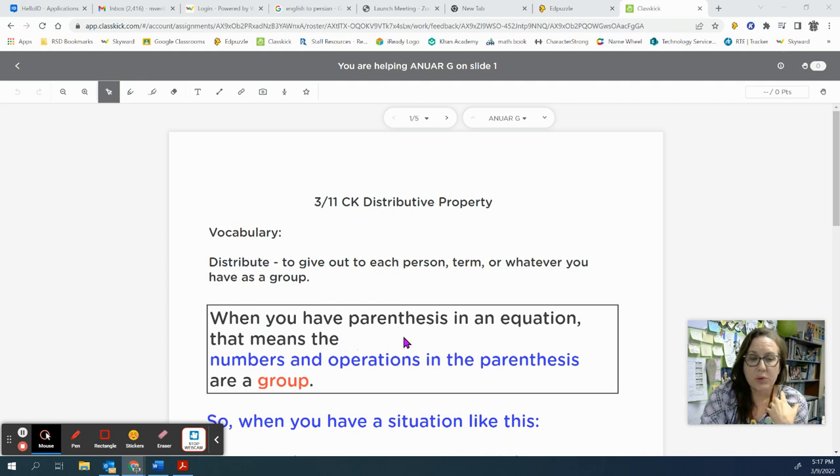So when you have parentheses in an equation, that means numbers and operations in the parentheses are a group. So if you have parentheses, the stuff that's in the parentheses are a group. That's why we call them a grouping. And that's why we have to do parentheses first when we do order of operations. But there's another way we can use parentheses. So that's what we're going to go over today with the distributive property.